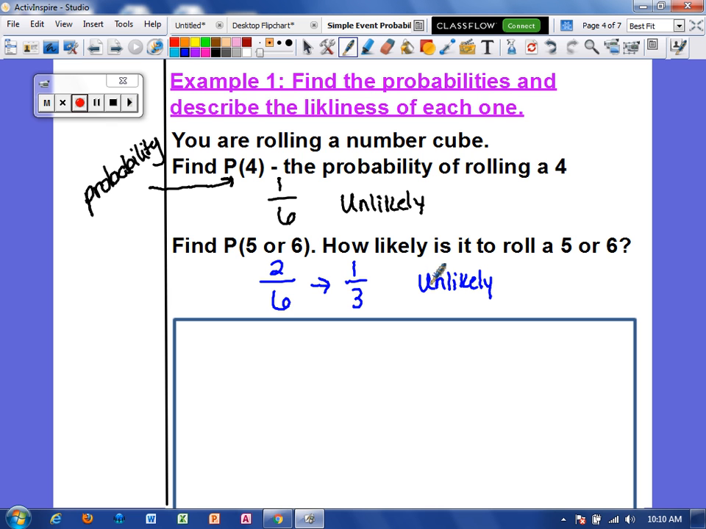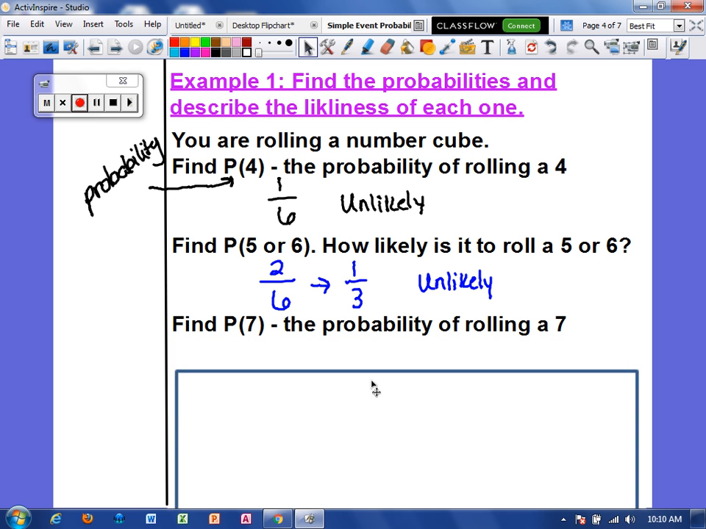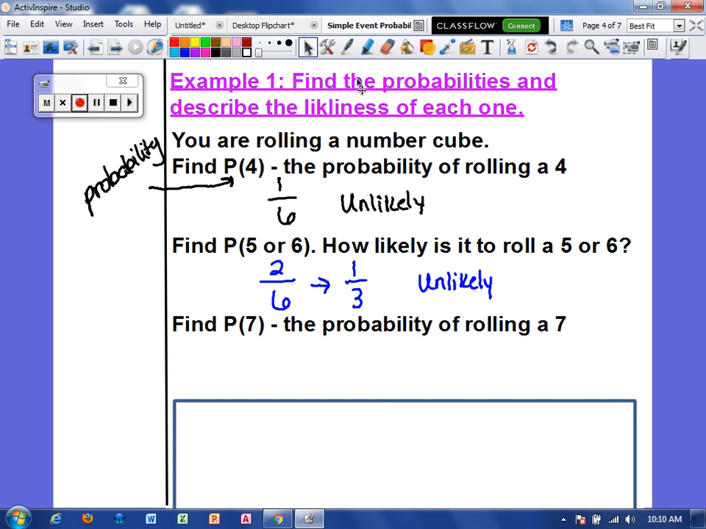Another thing to think about with unlikely is there's less than half of a chance. So half of 3 would be 1.5. 1 is less than that. It's less than half of a chance, so it's unlikely to roll one of those on your first try. All right, now find the probability of 7. All right, well, is there a number 7 on a typical die? No, there is not. So there are 0 sides out of 6 total. So that's just 0. So this one is impossible.